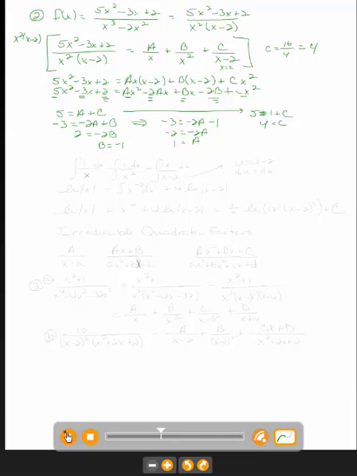So this question wanted us to evaluate the integral of this. So we're supposed to be integrating this whole nonsense. So my partial fractions turn into 1 over x, minus 1 over x squared, plus 4 over x minus 2. And I'm supposed to be integrating this, so I'm going to put an integral in front of each one.